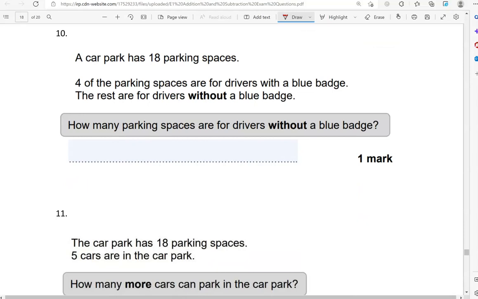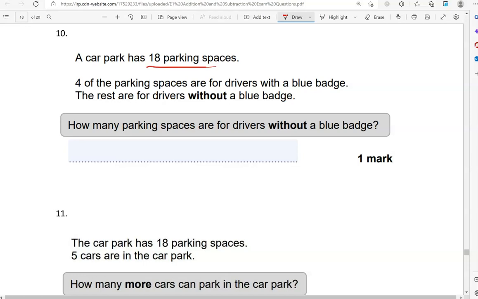A car park has 18 parking spaces. 4 of the parking spaces are for drivers with a blue badge. The rest are for drivers without a blue badge. How many parking spaces are for drivers without a blue badge?